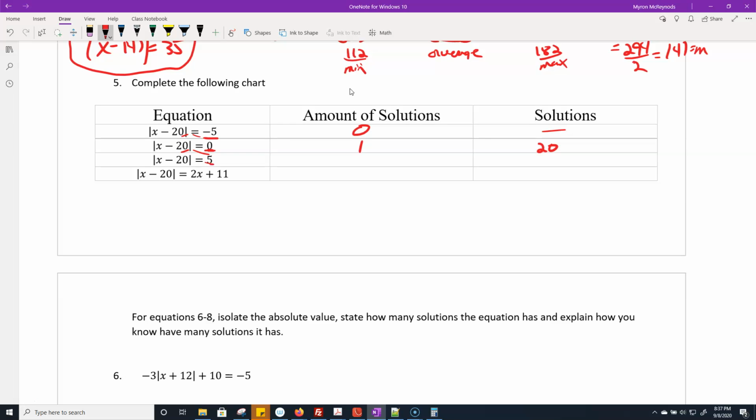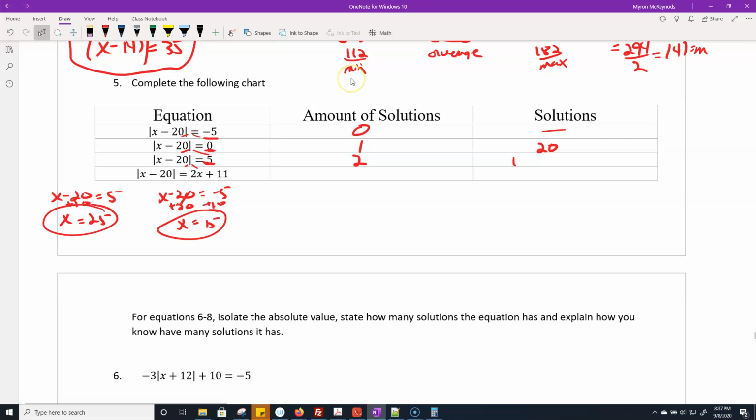And then if you have a positive number over here, that means the problem is going to split and you're going to get 2 solutions. Like this, x minus 20 equals 5 and x minus 20 equals negative 5. So this one, x is equal to 25. You add the 20 over. X is equal to 15. So 15 and 25. X equals 15. X equals 25.